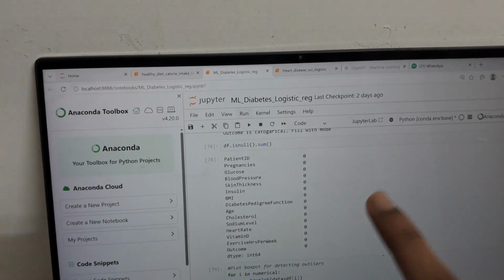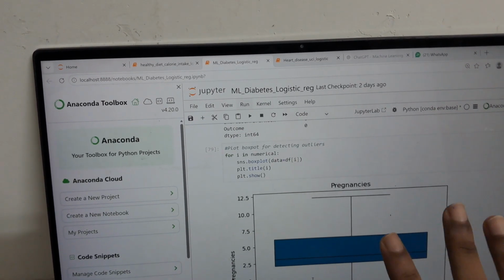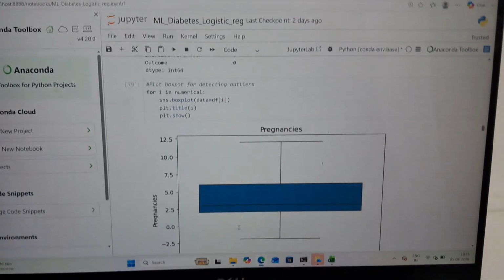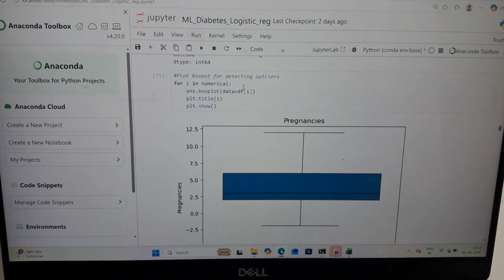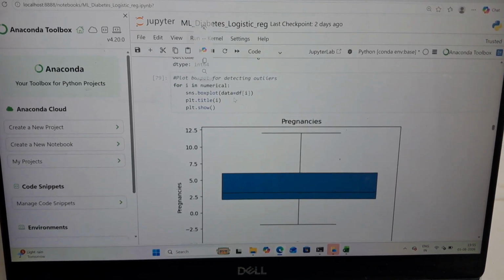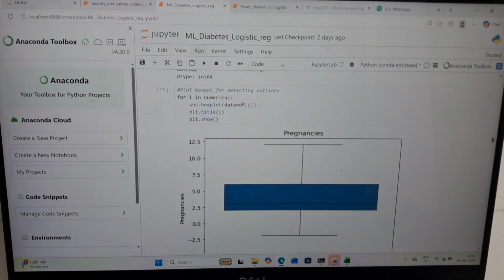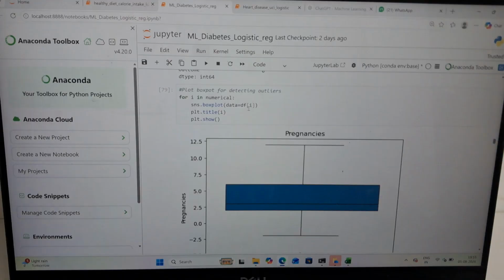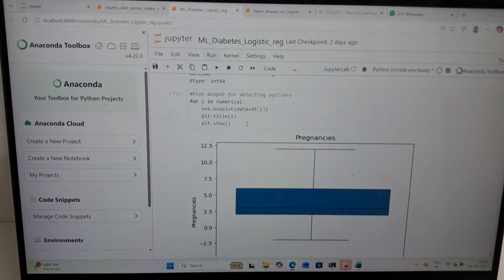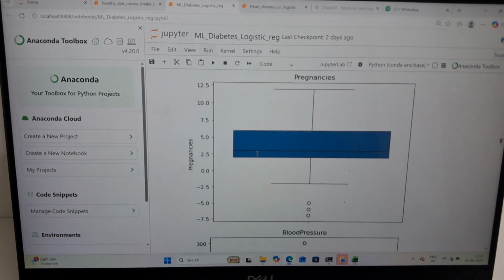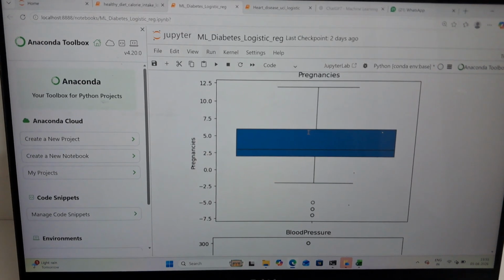Now df.isnull.sum, I have no missing values. And plot box plot. Box plot is used to check outliers and also distribution. So for i in numerical, because box plot is used for numerical data only, sns.boxplot df of i, which means df of all numerical columns. Title will be the name of that numerical column. plt.show is used to display the graph. So for each numerical column, it will plot the box plot.